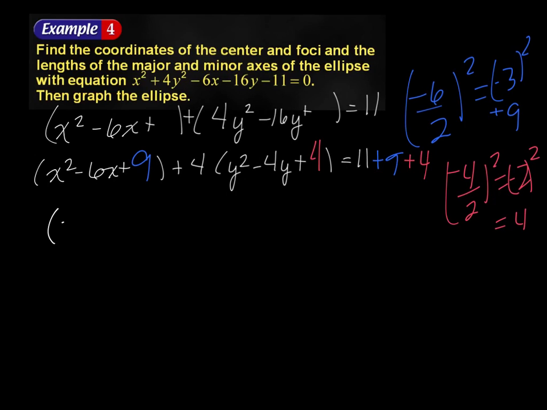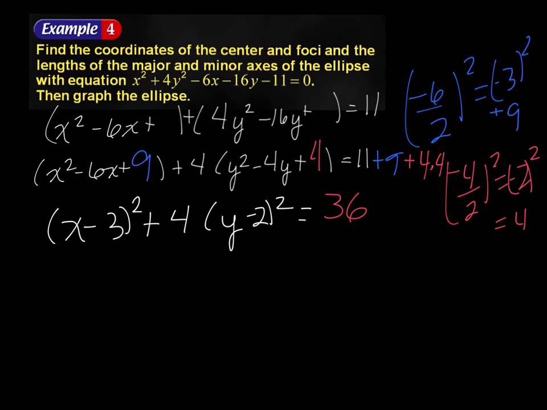Now if I write them as completed squares, I have (x minus 3) squared plus 4 times (y minus 2) squared equals 11 plus 9, plus 16 since it's times 4. So altogether that would be 36. And then standard form has a 1 there, so we need to divide both sides by that 36.